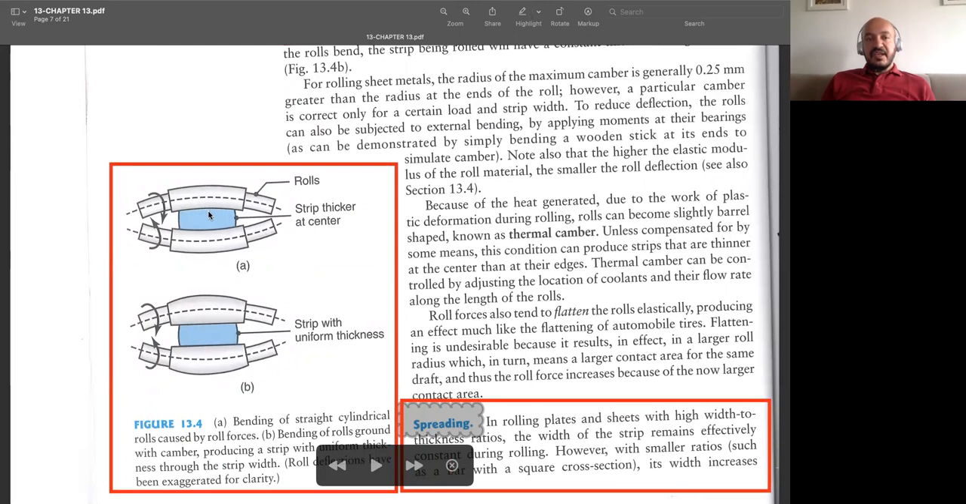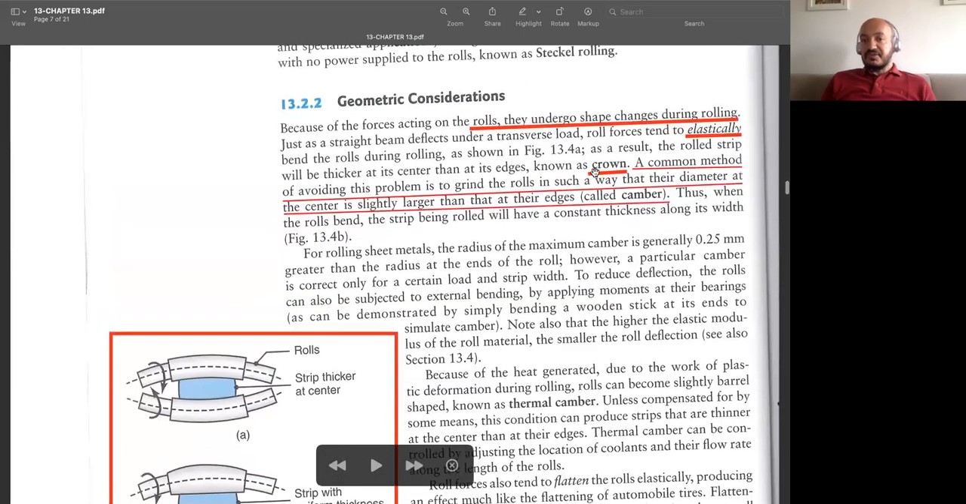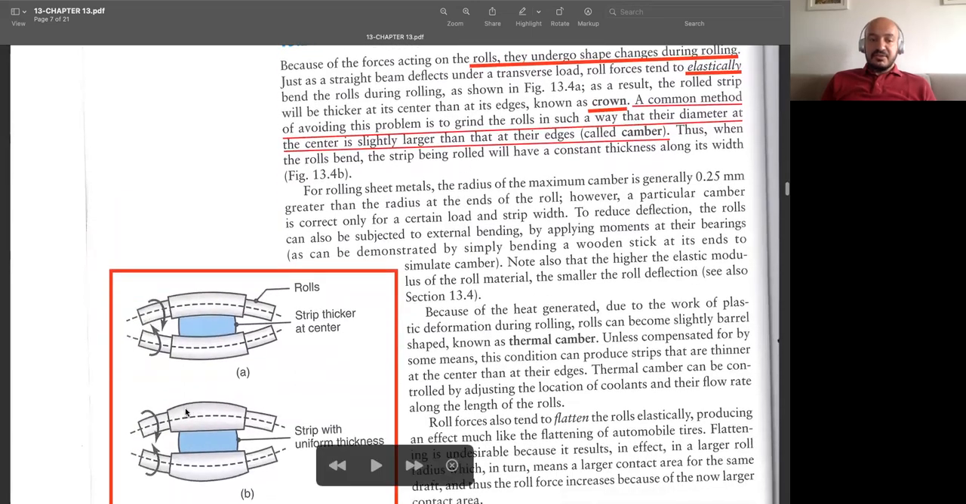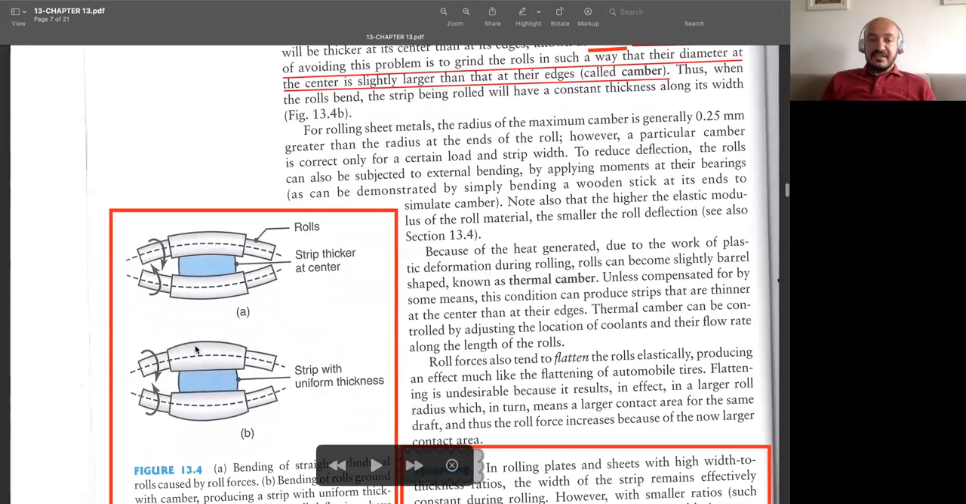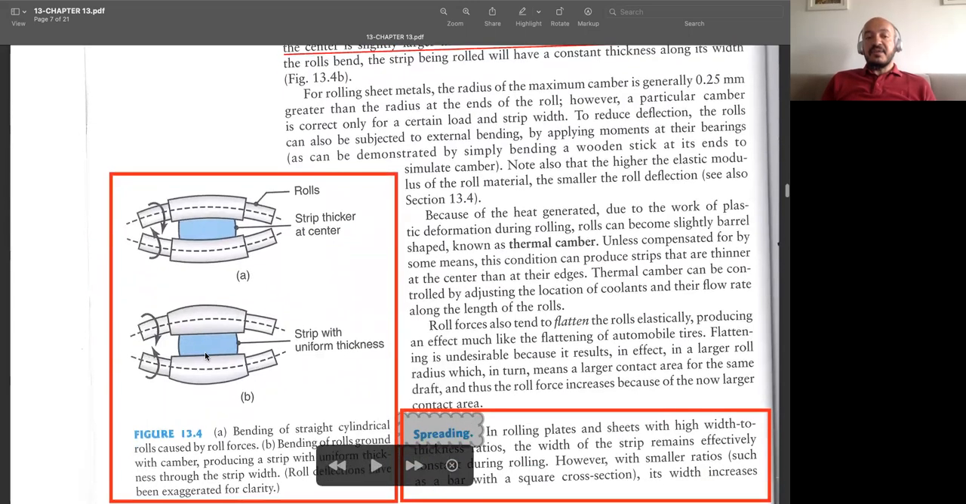What is the problem? As you see, the resulting workpiece has a higher thickness at the center, at the middle, but its thickness is lower on the sides of this workpiece. This phenomenon is called crown, and we have a simple solution for that. If you design your rollers such that their thickness at the center is larger and lower at the sides, then once you do the same process, the resulting workpiece will have a uniform thickness all around.